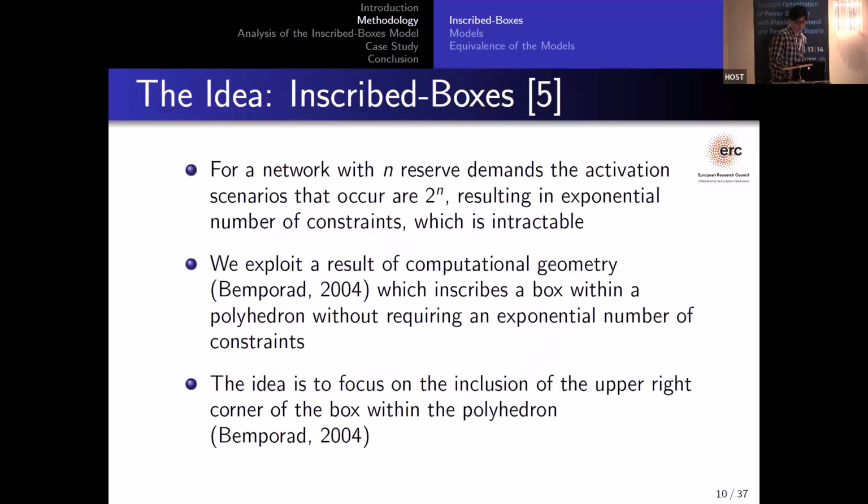In general, for a network with n reserve demands, the number of activation scenarios that occur is 2^n, resulting in an exponential number of constraints, which is actually intractable. So we exploit a result of computational geometry by Bemporad, which inscribes a box within a polyhedron without requiring an exponential number of constraints. The idea is to focus on the inclusion of the upper right corner of the box within the polyhedron. Basically, what this theorem does is that it always accounts for the worst scenario of activation pattern.